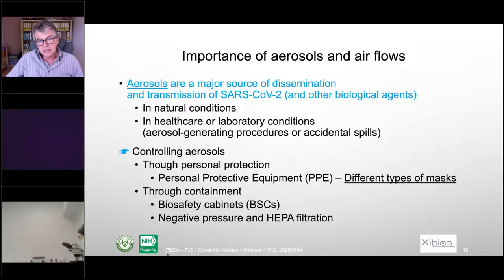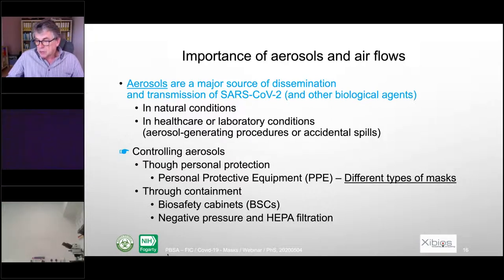In the healthcare setting, taking care of a patient, for instance, if you have to move the patient who is lying on the back and you want to lay them the other way, in that case you have to handle them, and there will be an aerosol because that person is breathing.